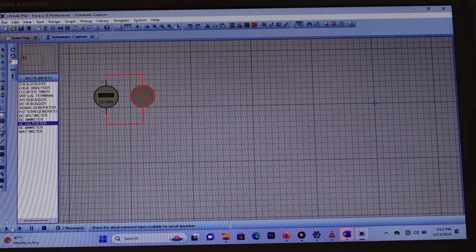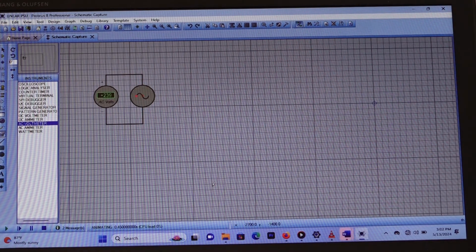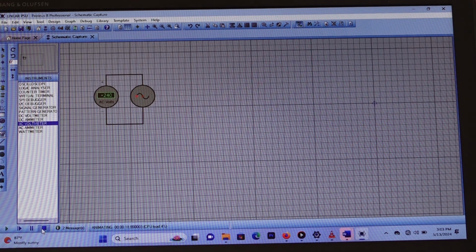So is everything okay there? We click OK. Then let us run our simulation. So you see, what is the measured root mean square voltage? 240 volt. Are we together? Then let us stop our simulation.